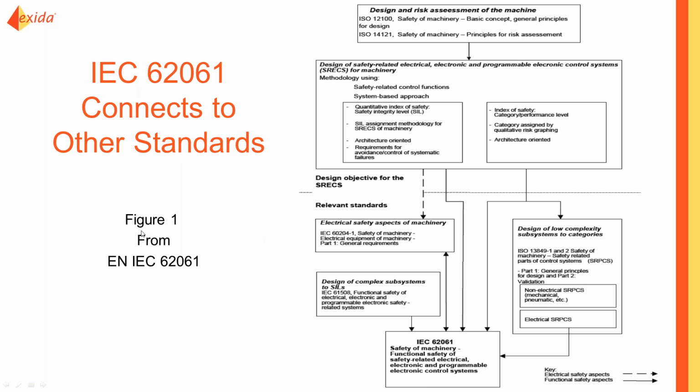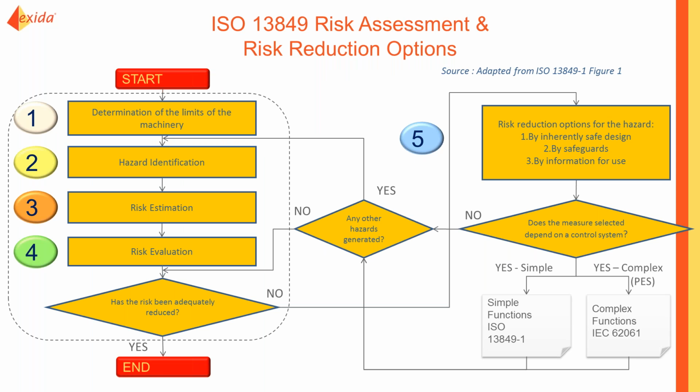That shows a correlation. If we look at 13849, that also has a safety lifecycle flow. In the analysis phase, we have similar steps: determine the limits of machinery, hazard identification, risk estimation, risk evaluation, and determining do we need a safety-related control function. If we've met our risk and it's been reduced adequately, then we're done. If not, we're going to come over here and say, and we'll touch on this a few times, could we have an inherently safer design? Could we use safeguards? Information use is not preferred over an automated system, but it's another method.